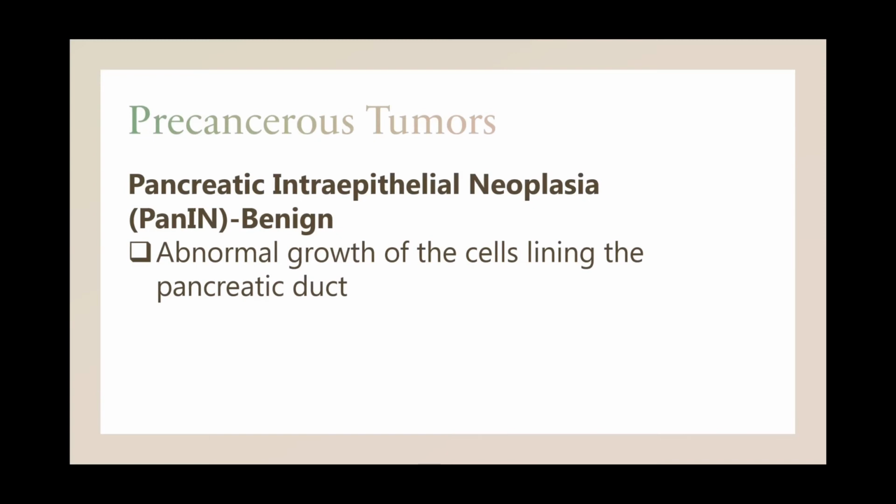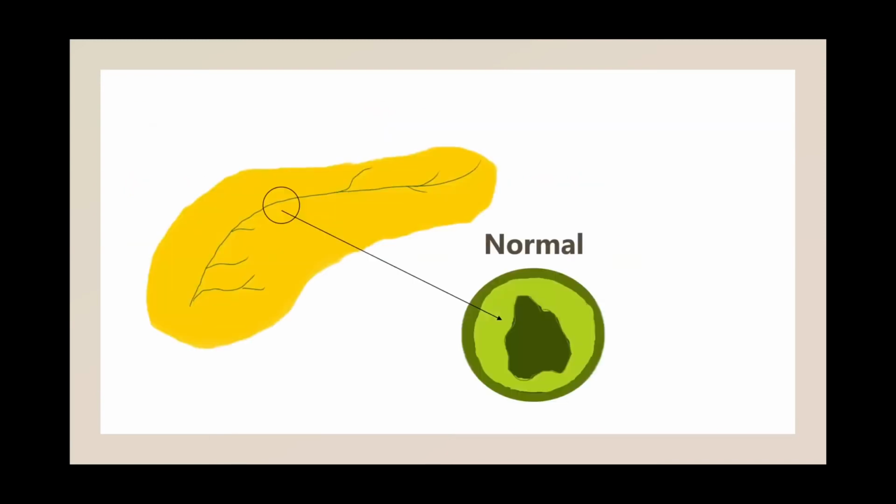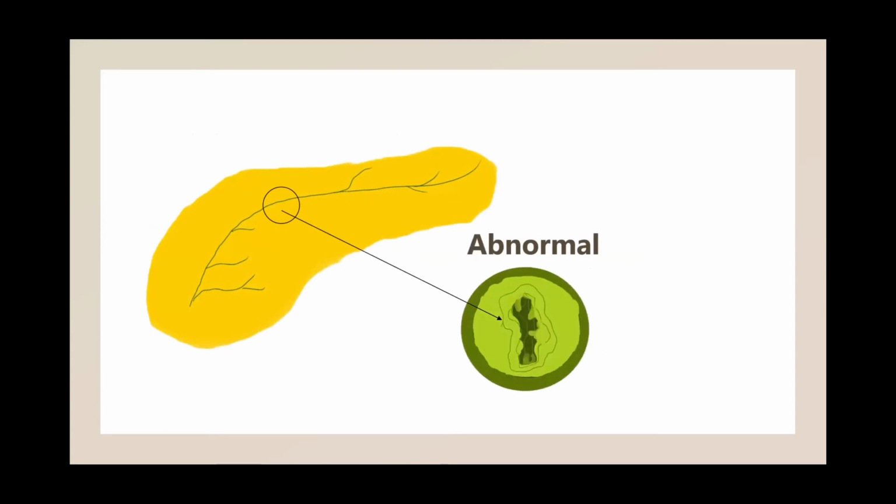Let's take a closer look at the pancreatic duct. This is what a normal pancreatic duct should look like, and this is what PanIN looks like. You can see that it is uneven and much more closed up, and the normal one was in a relatively uniform shape.